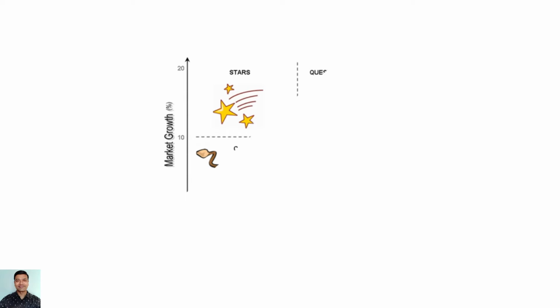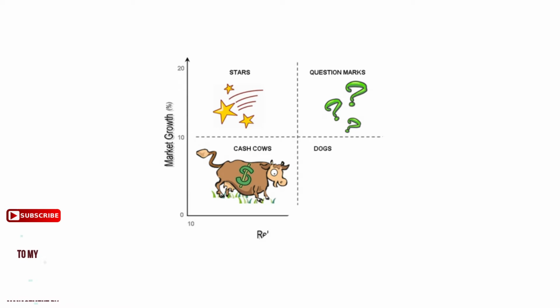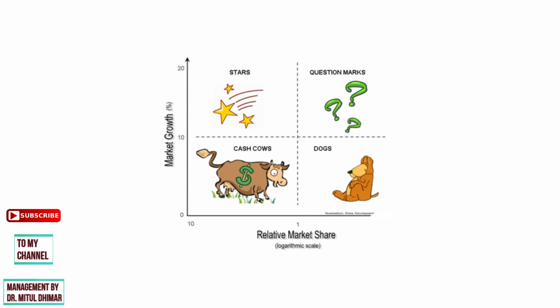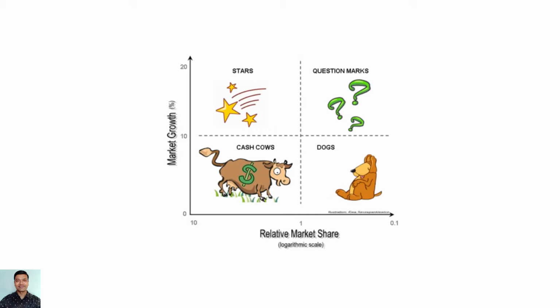The BCG Matrix is a framework created by the Boston Consulting Group in 1970 to assess the strategic position of the business brand portfolio and its potential. The BCG Matrix compares several businesses in an organization's portfolio based on relative market share and market growth rate.